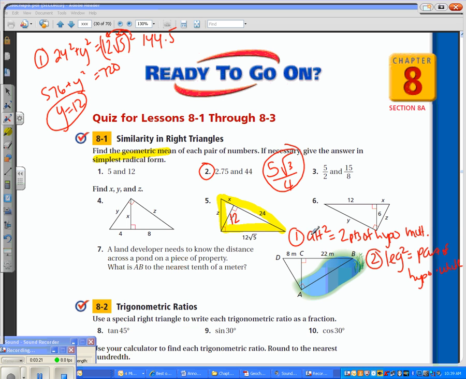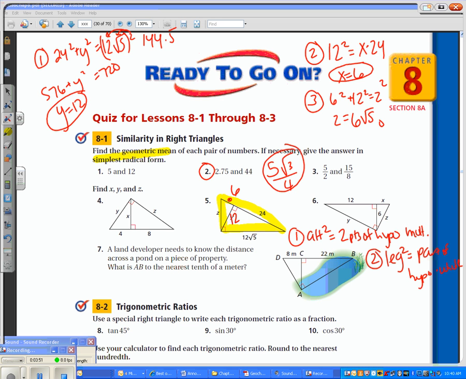So the easiest thing would be to do the altitude squared, since we know what 12 is. So to find out what x is, this is the second thing we're going to do. We're going to say that 12 squared equals x times 24. That's exactly what this first shortcut tells us. And then we solve from there, and you should get x equals 6. Now we know that this part is 6. How do we figure out what z is? You could just do Pythagorean theorem. 6 squared plus 12 squared equals z squared, and you should get that z equals 6 radical 5 in simplified form, or 13.4 as a decimal. Okay, so that's your answer for number 5.